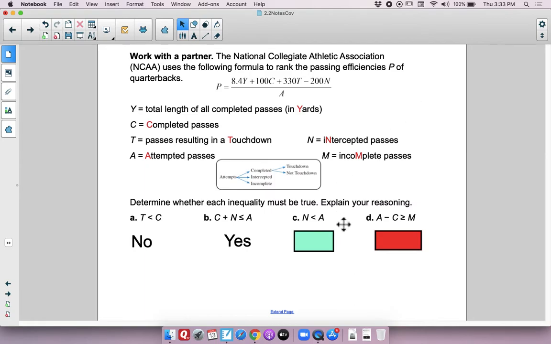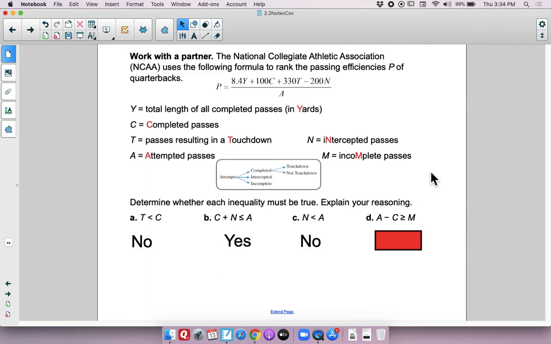Okay, what about the number of intercepted passes as compared to attempted passes? Does that have to be less? The answer there, no. And that would be a situation of when a quarterback threw like 1 pass and it was intercepted, and that would be 1 intercepted pass, 1 attempted pass, so they'd be equal, would not be less than.